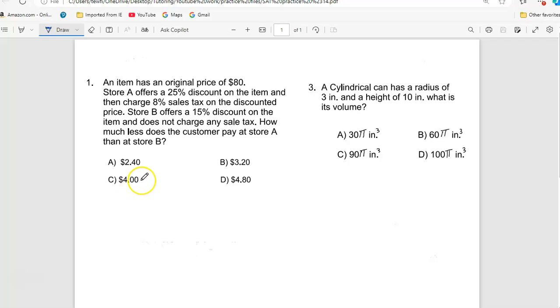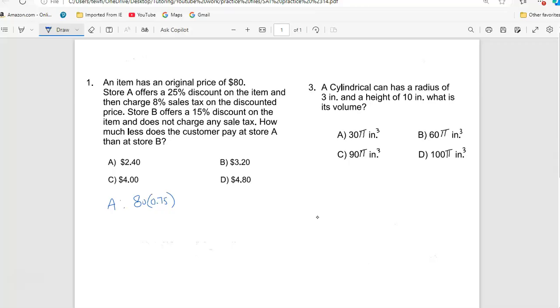Alright, so let's work on this one. How much does it cost for the customer to buy it from store A? From store A, he's gonna pay 75% of the $80. Why? Because the store offered a 25% discount, so that means the rest of the 100 will be 75. So he's gonna pay 80 times 75%, which I can put as 0.75.